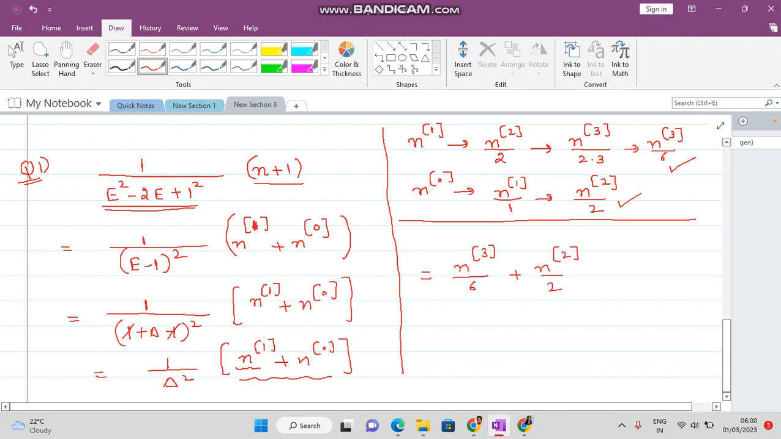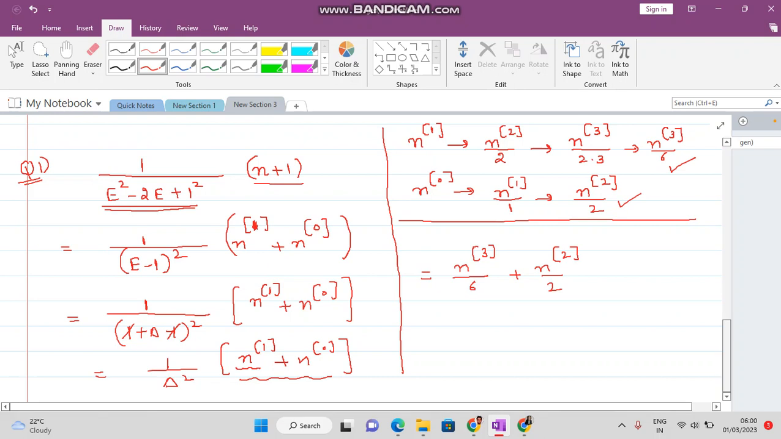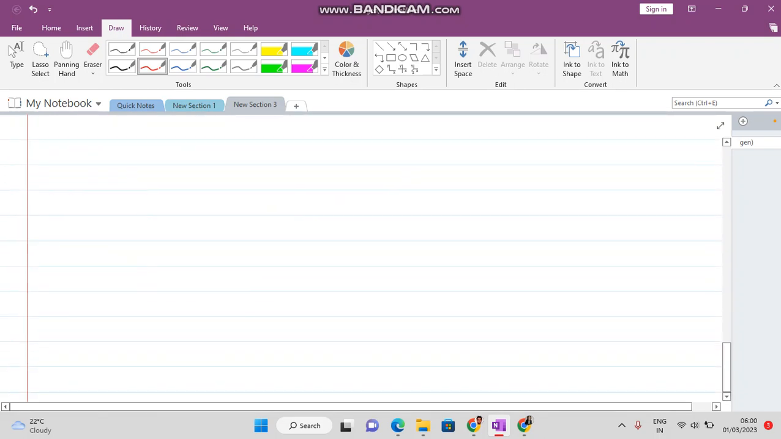If you like, you can leave your answer here, but if in the paper you are asked to convert it into a general polynomial, at that time you try to convert it into a general polynomial. Now we solve the next problem. The next question is this: 1 by E square plus 2E plus 5, and suppose here we have n. N is a polynomial.